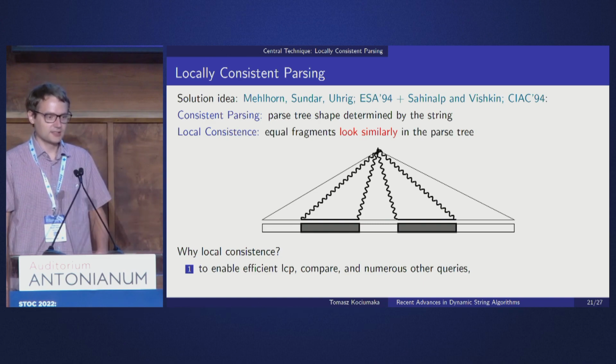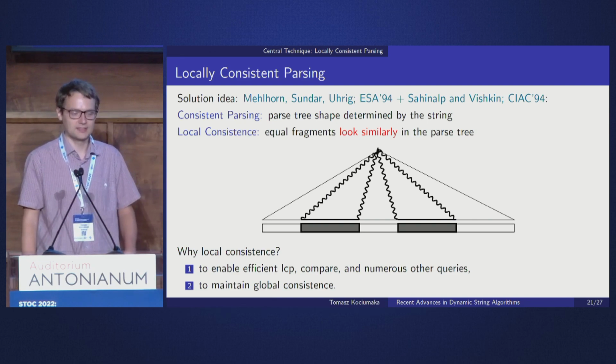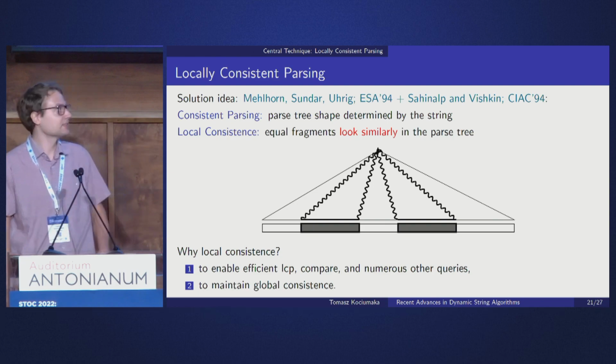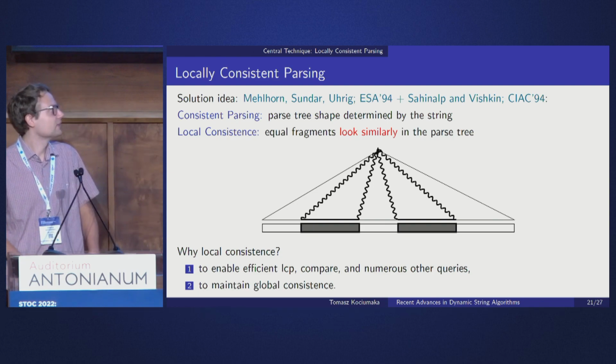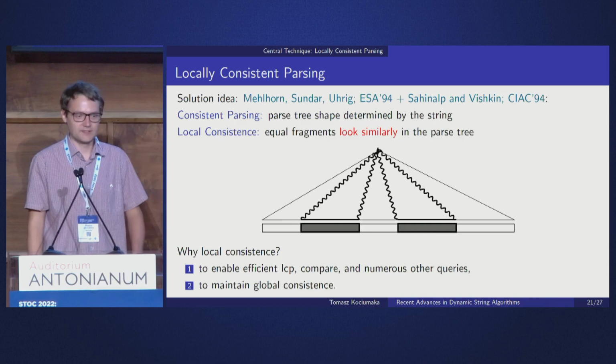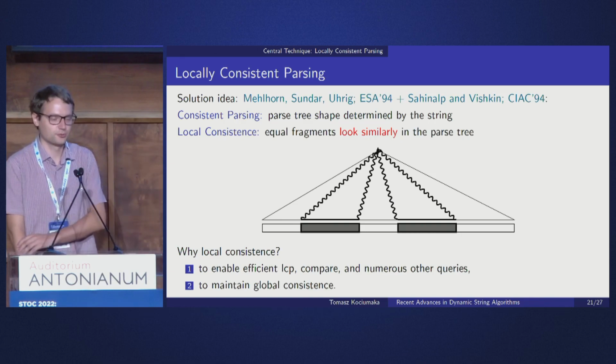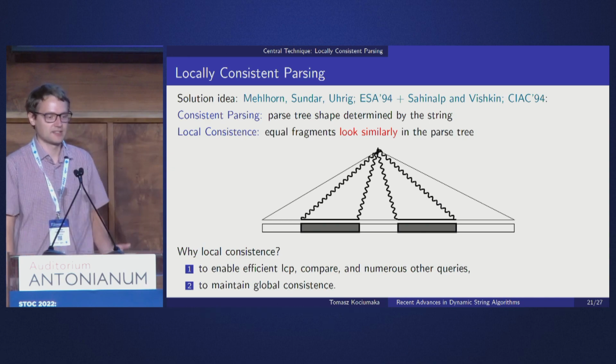And also, local consistency of the parsing is necessary to maintain global consistency, because you can imagine that when you have such two fragments, the user will come and ask to split out the two fragments using 4 split operations, and since split should be implemented efficiently and in the worst case time, we do not have much resources to change the shape of the parse tree on top of these fragments.